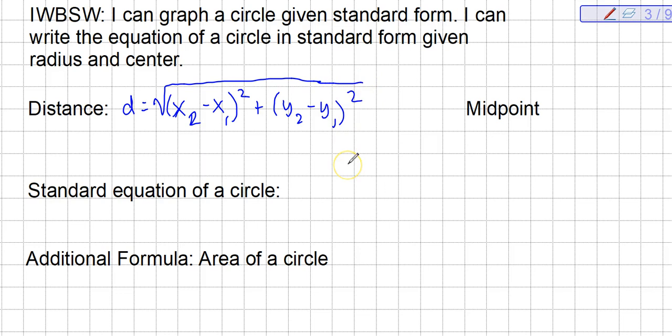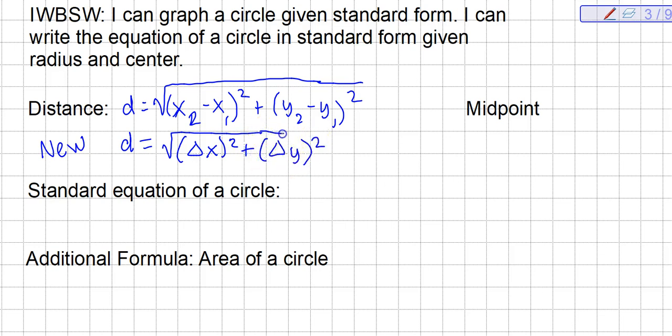And I'm going to tell you that that is the last time that I will write that in that notation. I am going to give you the new updated notation that's shorter, and it is in Greek. This is the new updated formula you need to learn. Distance is equal to the square root of delta x quantity squared plus delta y quantity squared.